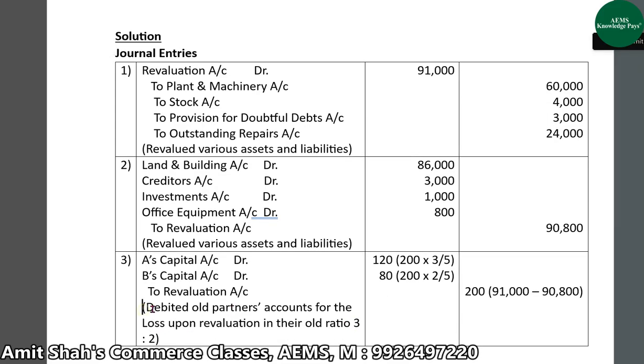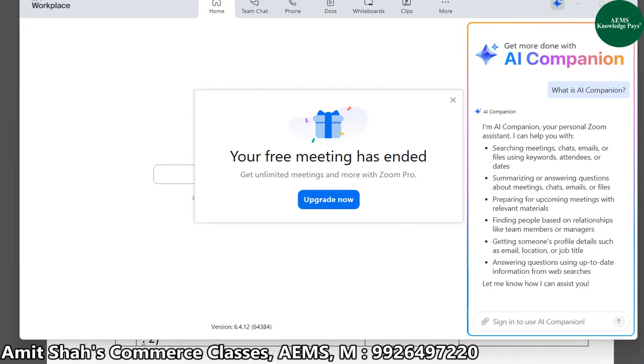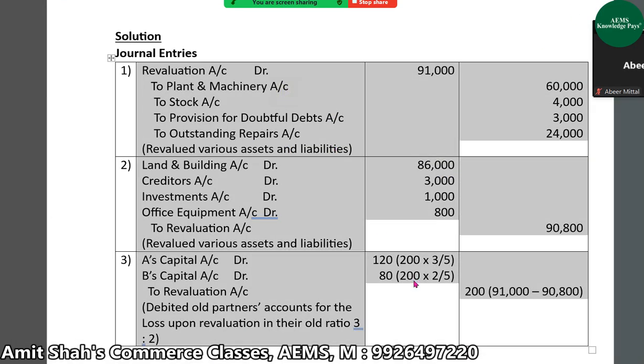And this would be the narration. Debited old partners' accounts for the loss upon revaluation in their old ratio 3 is to 2. Revaluation of assets and liabilities.